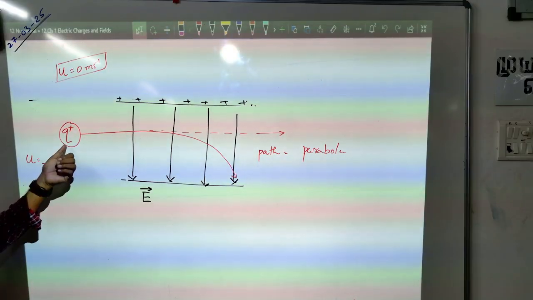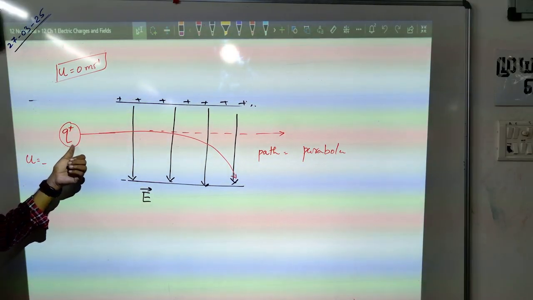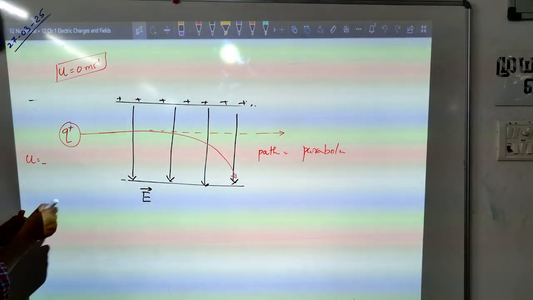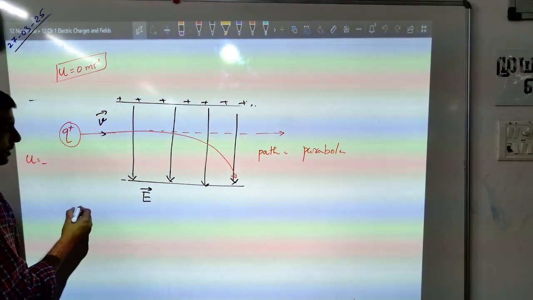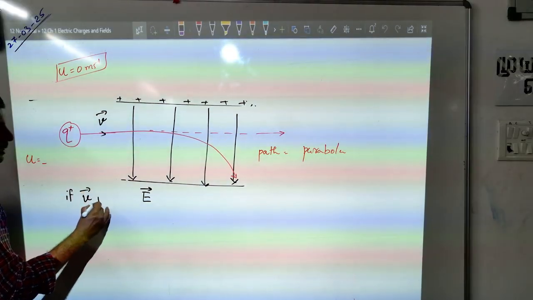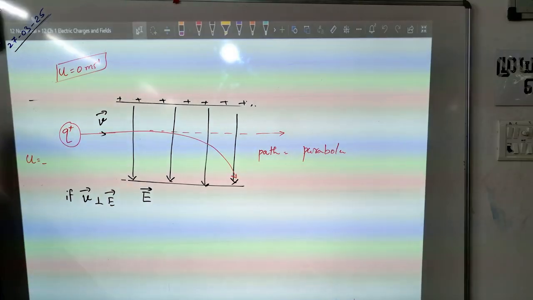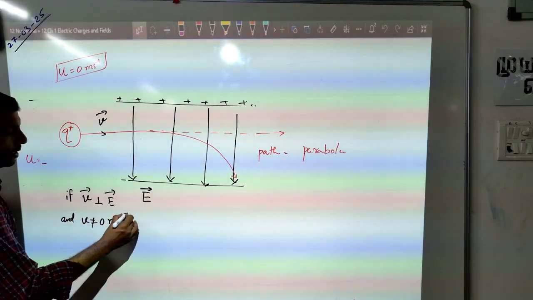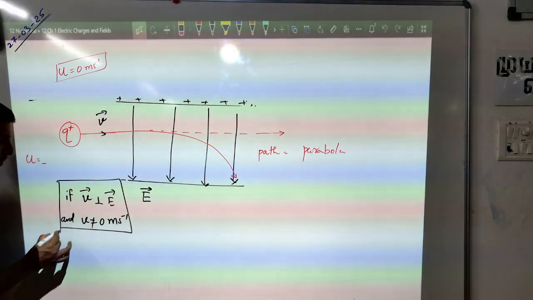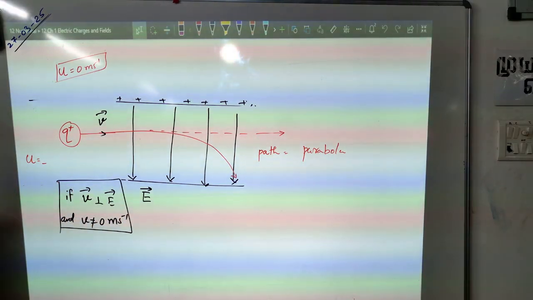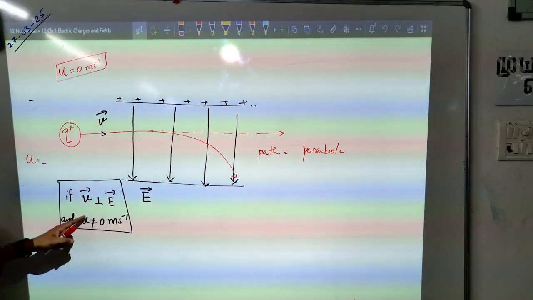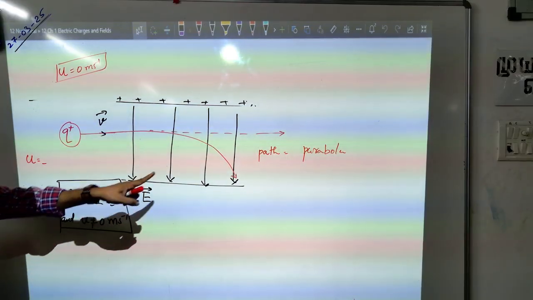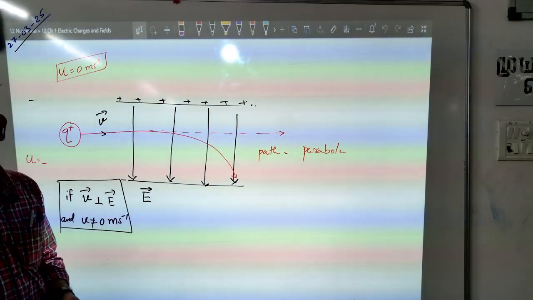So if a charge has initial velocity whose direction is perpendicular to the direction of electric field, if the V vector, this is the direction, the V vector, is perpendicular to the E vector and V is not equal to 0 meter per second, that is, initial velocity is not equal to 0, under this condition, the path is a parabolic path. Noted?